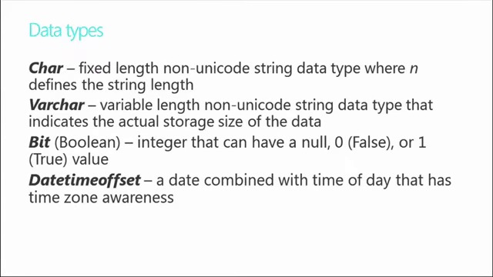Getting to a couple other ones: char, short for character. Anything can go in a character field, so we can put numbers and alphabet in there. So alphanumeric characters can be stored there. A char, which is short for character, has a fixed length. So if I do a char 20, it's going to allocate 20 spots, 20 bytes, I believe.